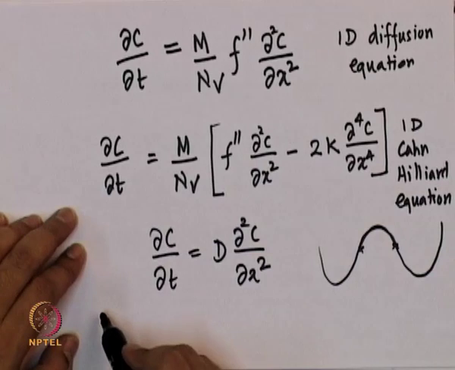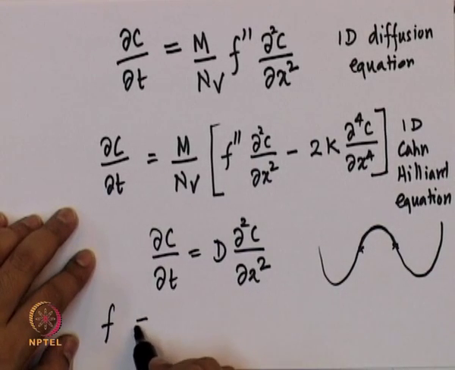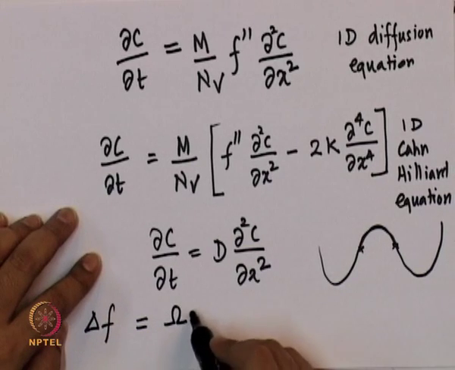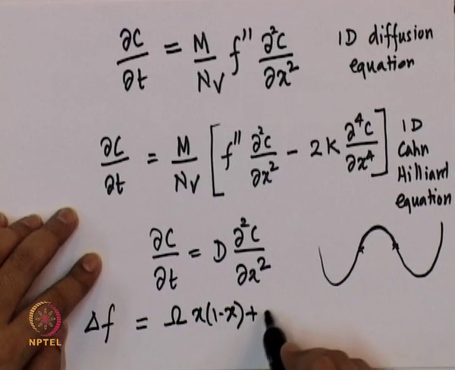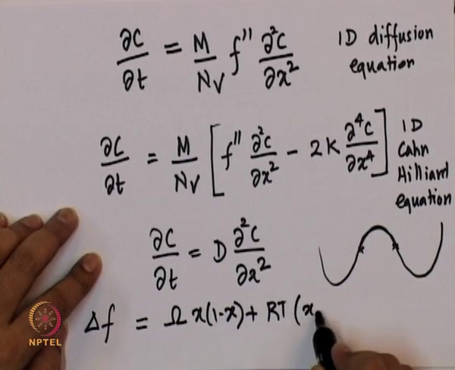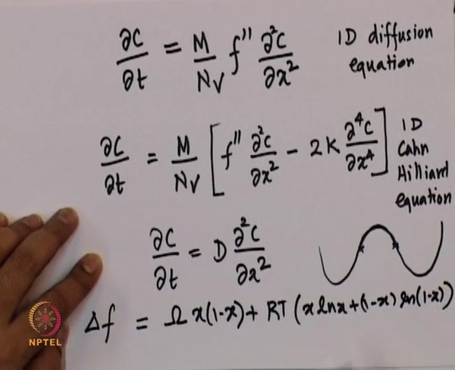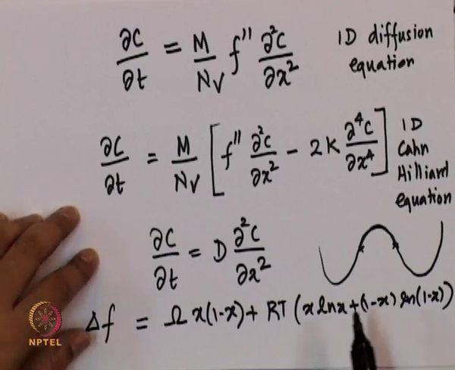So, you know that, for example, if you used a regular solution model, your free energy expression had terms like, I mean the delta f had terms like omega x into 1 minus x plus RT x log x plus 1 minus x log 1 minus x. So, if you see, these are logarithmic terms and they are very bad for numerical implementation. So, what we are going to do for the purposes of this lecture is to assume that the f term that we are going to assume.